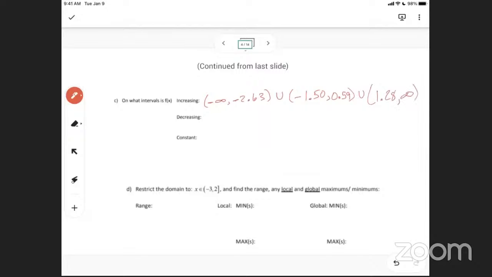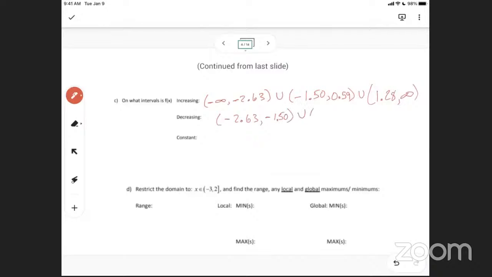Now the good news is I don't have to go back to the graph to find the decreasing points, do I? No, you don't. Because I have all the maxes and mins. So from here to here, it's decreasing, and from here to here, it's decreasing. So all I have to do is steal those points that I wrote down. From there to there, it's going to be decreasing.